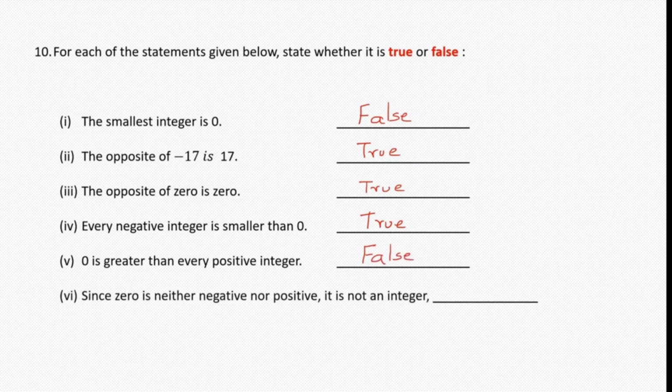Since 0 is neither negative nor positive, it is not an integer. That's not true. 0 might not be negative nor positive, but 0 is an integer. So this statement is false.